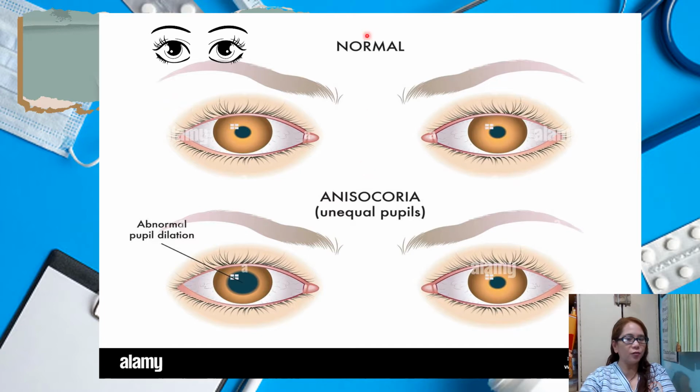So you have to note also for the abnormal findings of the pupil. Okay, this is the normal findings. Kapag nag-light ka sa pupil, nagko-constrict ang pupil, or this is the normal size of the pupil. While this, another one, meron tayong tinatawag na anisocoria, or there are unequal pupils. There is an abnormal pupil dilation. Ayan. So, malaki yung isang pupil while the other pupil is in normal size.